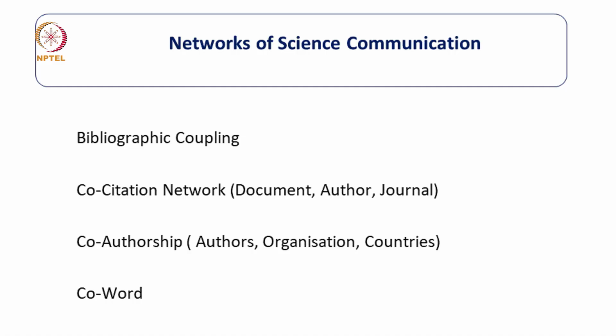Okay. So till now we have discussed bibliographic coupling, which assesses the intellectual structure by analyzing two documents sharing common references. Then we discussed the co-citation network, which assesses the strength of two publications that are cited together in other documents. Then we discussed co-authorship, where we assess the collaboration between authors, institutions, or countries.